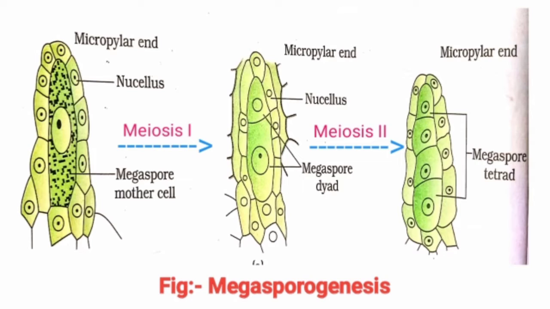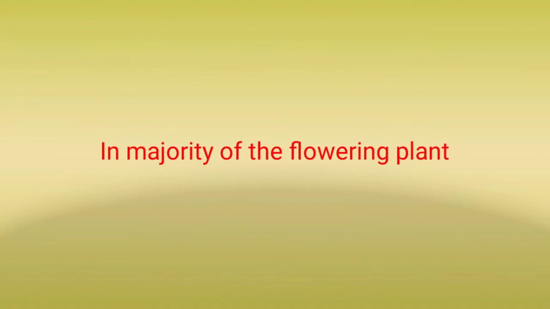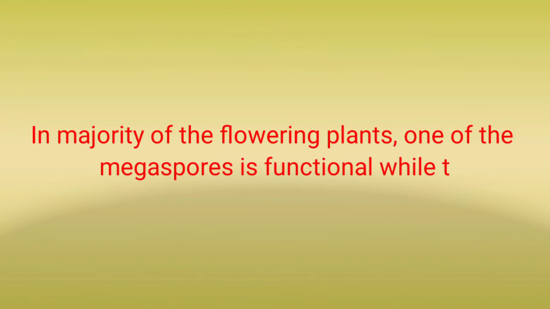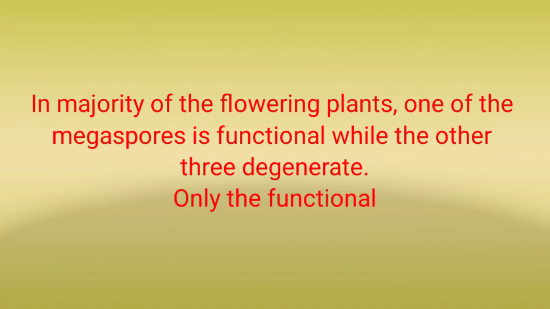In the last video, I explained the process of megasporogenesis, how we get 4 megaspores from one megaspore mother cell. Out of these 4 megaspores, only one is functional and the other 3 degenerate. In the majority of flowering plants, only one of the megaspores is functional, while the other 3 degenerate. Here, degenerate means they will disappear.